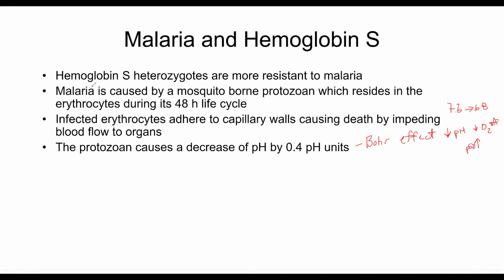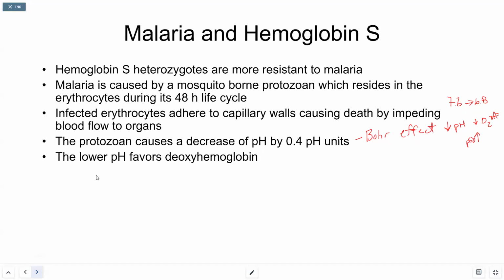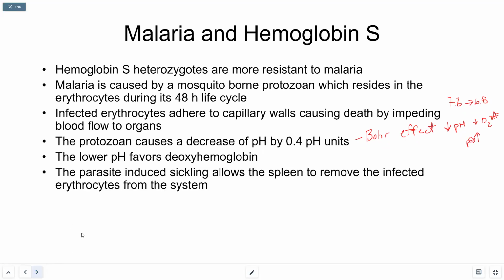to go up. So essentially here what we have is a protozoan that causes a decrease of pH, effectively enhancing the Bohr effect. The lower pH is going to favor that deoxyhemoglobin or your T state of hemoglobin, and the parasite-induced sickling allows the spleen to remove the infected erythrocytes from the system. So this is something that someone who's a heterozygote for hemoglobin S is capable of basically fending off.